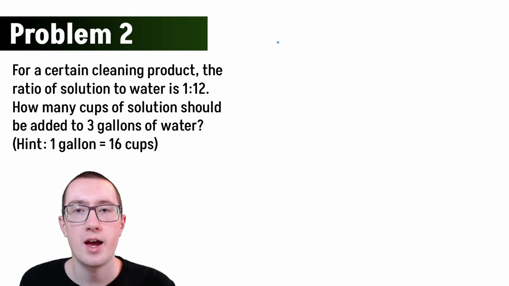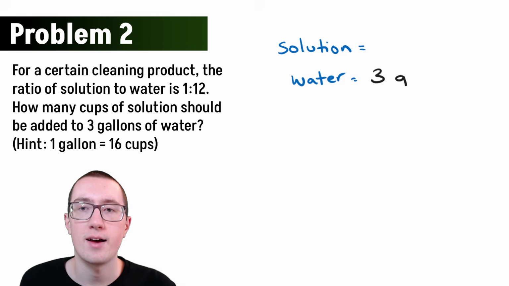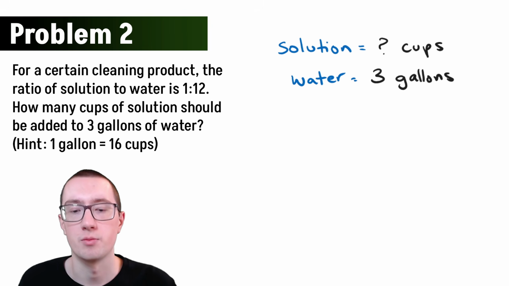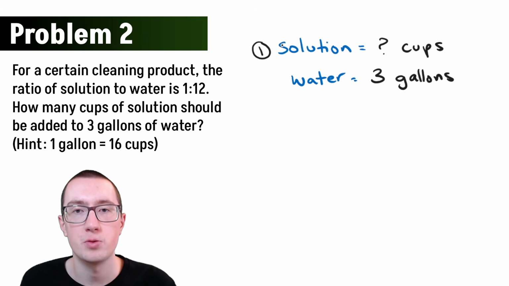So basically, we need to have a certain amount of solution, which, just like cleaning solution, and then a certain amount of water. Now, it says there are 3 gallons of water, but we have to figure out the amount of solution in cups. So that's an important thing to know for these problems. You need to know what your units are. And then it says that the ratio of solution to water is 1 to 12. So basically, for every 1 cup of solution you have, you're going to have 12 cups of water.